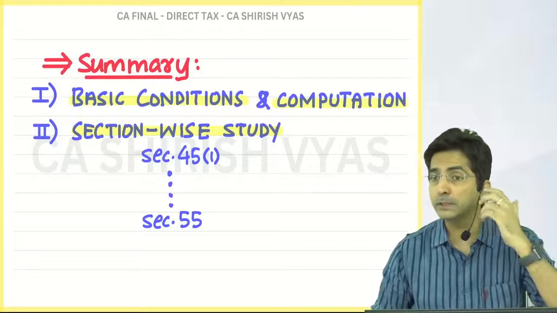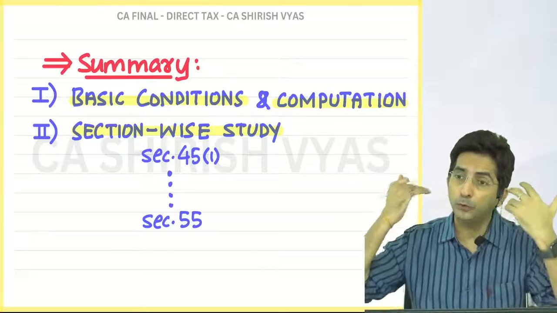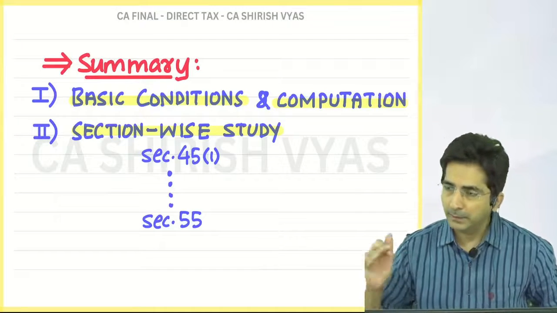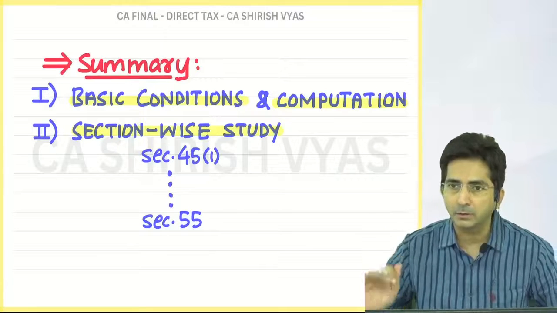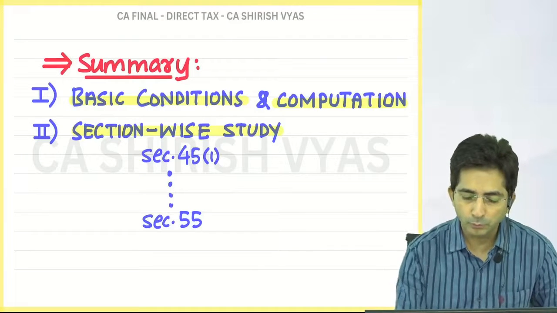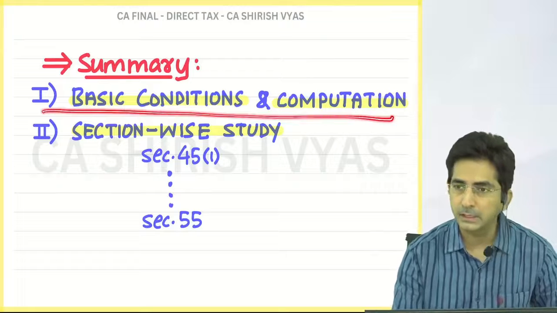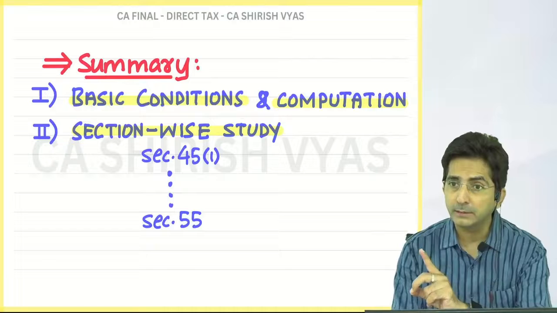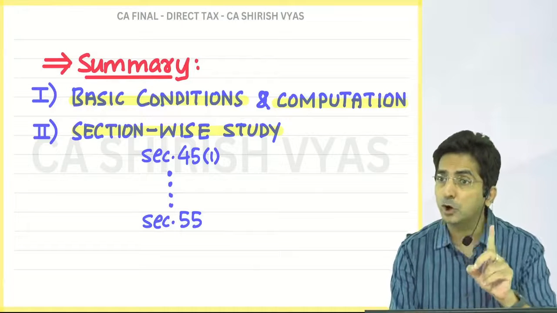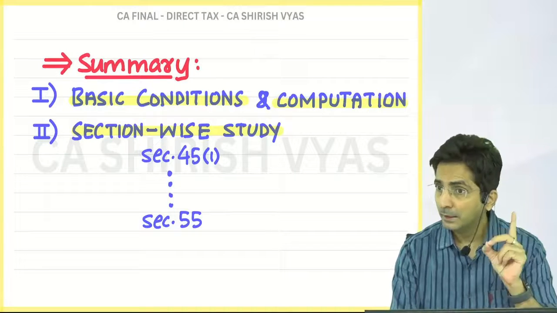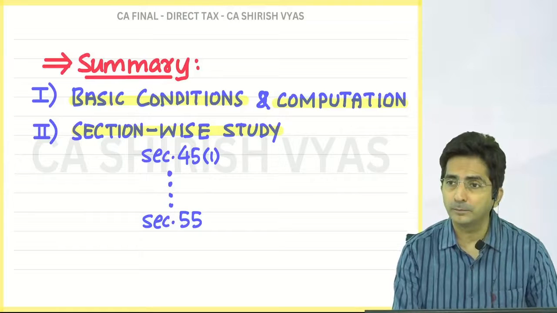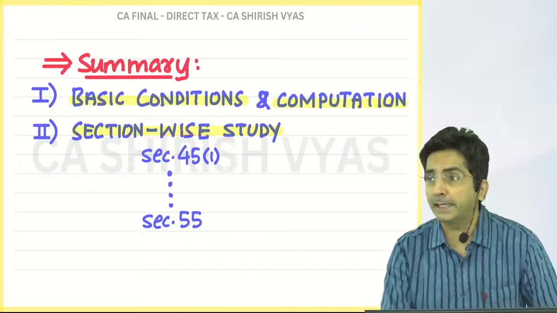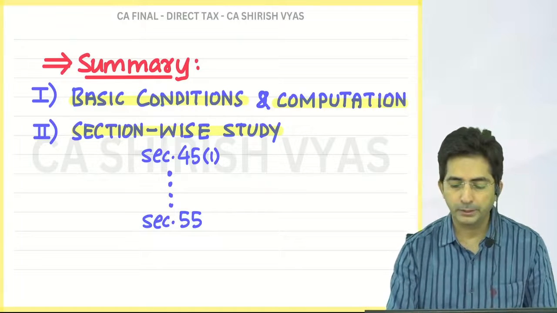Like in income from business, what was the case? We had to do the full theory together and then we started the sums. But here, in between only, we can start the sums. Okay. So part 1 is what? Basic condition and computation, and then section wise. Okay. And are you noticing? Your income from business stopped at 44. So immediately after 44, 45 to 55 is the range of capital gains. Okay, now see, look here.